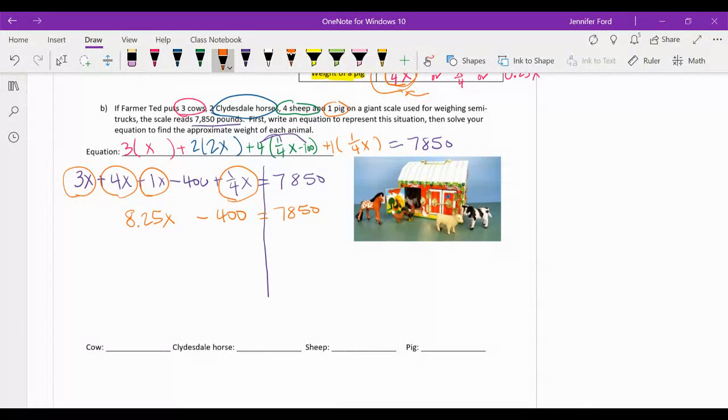Cool. Plus 400, plus 400, I get 8.25x equals 8,250. Oh, that's cool. So when I divide both sides by 8.25, I get x equals 1,000. That's my answer.